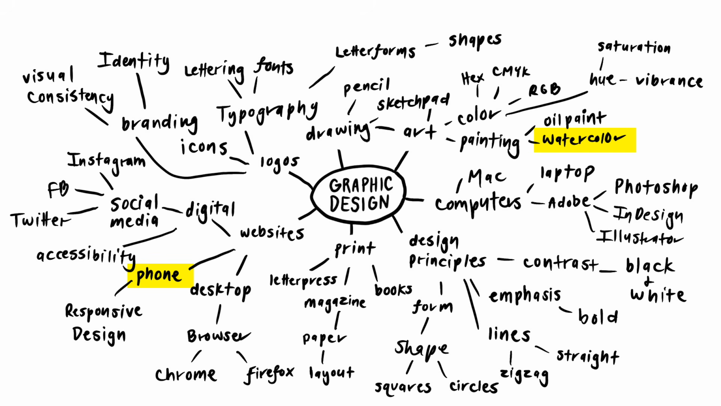Are there unexpected associations? For example, my mind map has the words watercolor and phone. What would a screen painted in watercolors look like? Or a phone with watercolors on the screen? And that's how you make a mind map.